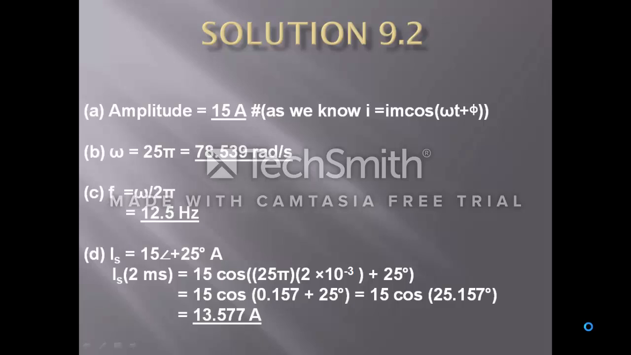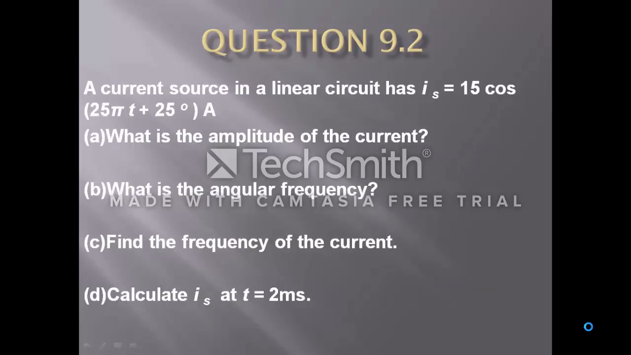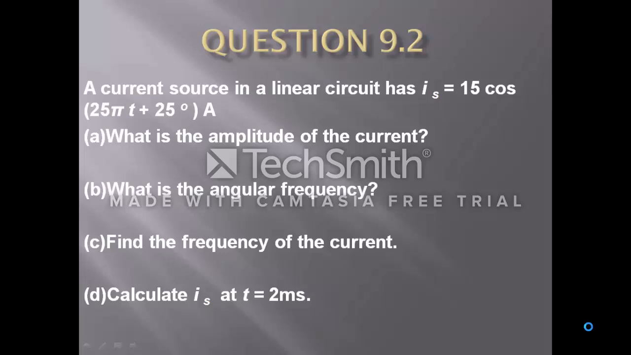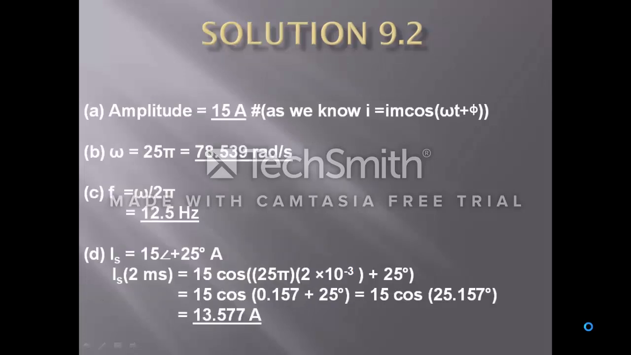So for the first part, we have amplitude equal to 15 amperes. As we know that i equal to Im cos(omega t + phi), so our Im over here is 15 amps. For the second part, that is the angular frequency, we have omega which is equal to 25 pi, as we can see in the general equation Is equal to 15 cos(25 pi t), where 25 pi is our omega. And for the frequency we have the formula f equal to omega by 2 pi, and on putting the value we get the answer as 12.5 hertz.